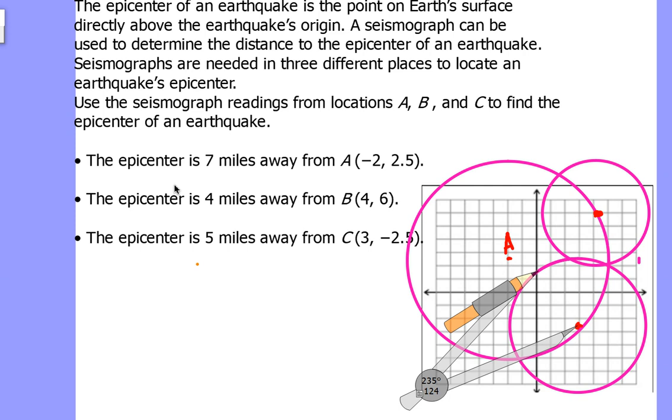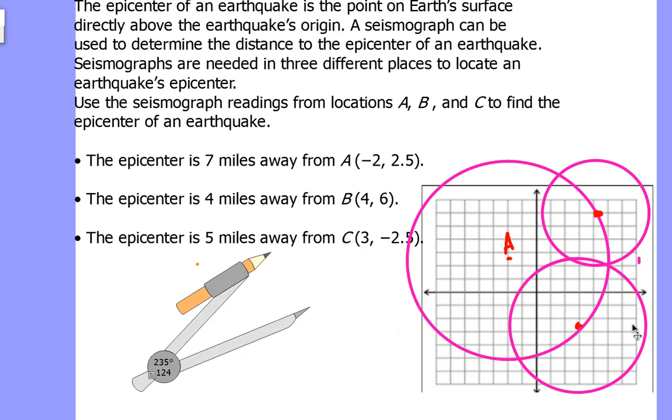So the question is, find the epicenter of the actual earthquake. Let me recap for a sec what these circles all represent. We took a reading at point A, and its effects were a radius of 7 miles around this area. Then we took a reading at 4, 6, and its effects were right around here. And then we took a reading at 3, -2.5, and it felt its effects 5 miles away, so it was all around here.